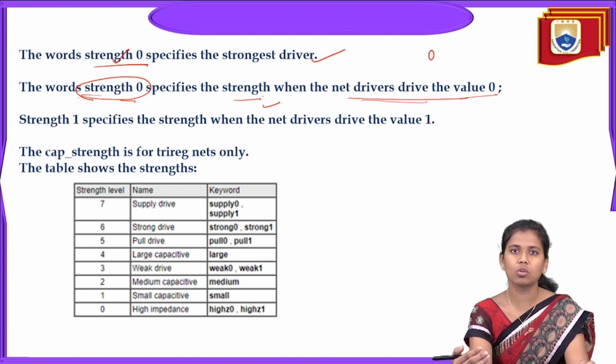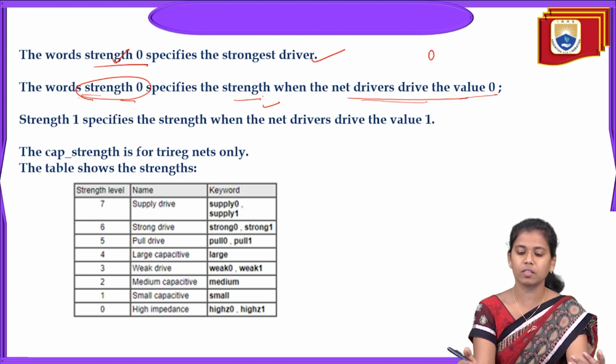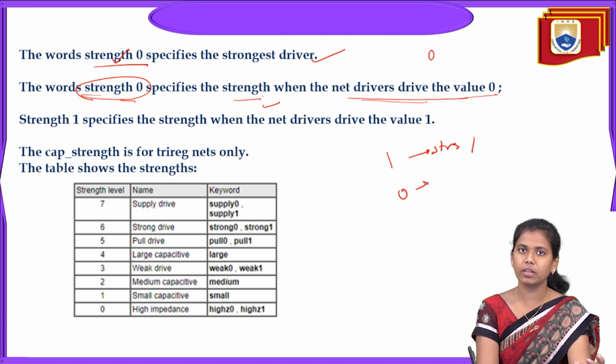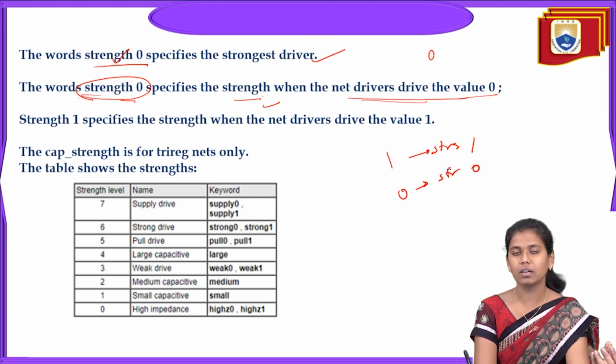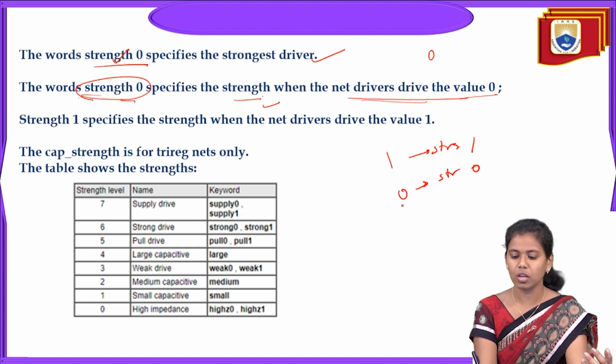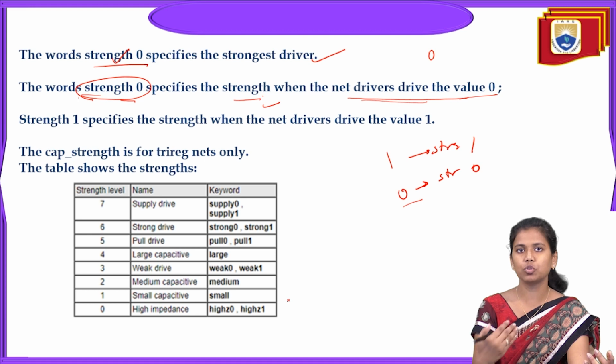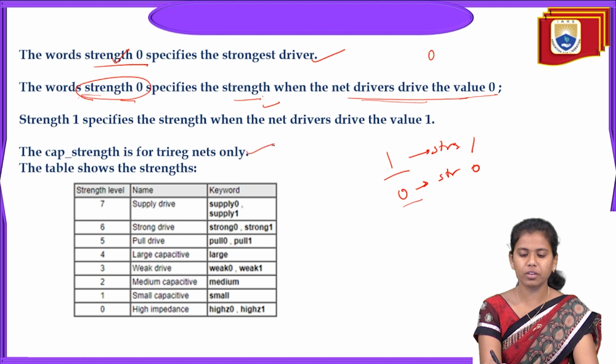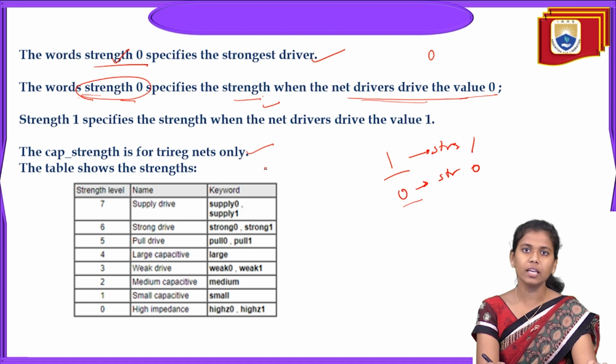So it is all based on the net driver. If the net driver is driving the value 1, then we call it strength 1, and if the net driver is driving the value 0, then we call it strength 0. It totally depends upon the strength of the net driver. And then the capacitive strength is mainly used only for trireg nets.